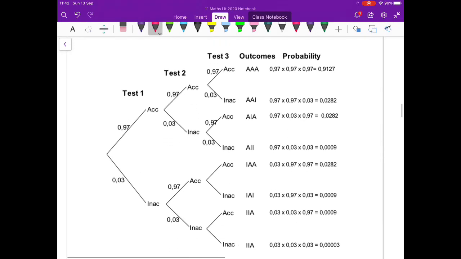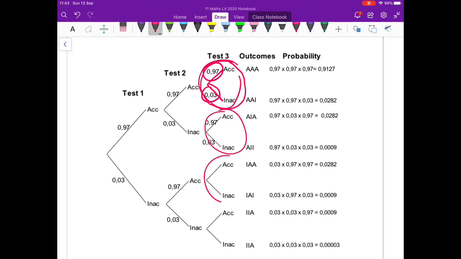So we do the test a third time, and from this you can see all we've done is add another branch to the top branch. So we have 2 outcomes. It's either accurate or inaccurate, same percentages. And I'm going to take this and duplicate it to each of the following branches. Right, and then we have a look at our outcomes.